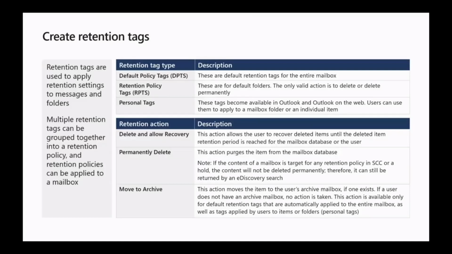Okay. And also, if you want, you can use a retention tag in order to move an item to the archiving folder, for example. Okay, this action, as the name implies, will move the item to the user's active archive mailbox if one exists. Okay, so if a user does not have an archive mailbox, no action is going to be taken. Okay, this action is available only for default retention tags that are automatically applied to an entire mailbox, as well as tags applied by users to items or folders. Okay, in this case, these are for personal tags.